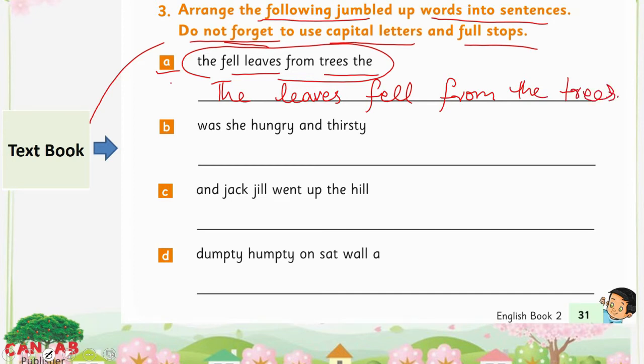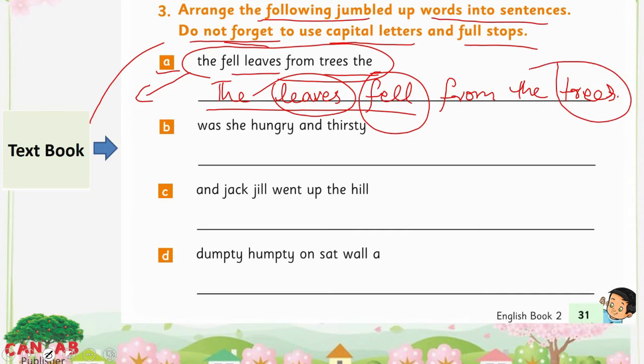If you read it, you will recognize that these words are not in correct order. These are jumbled up. So, you have to write them in the correct order, like this one. The leaves come first here as the subject. Fell is a verb, the action, and the object is what? Yes, trees.